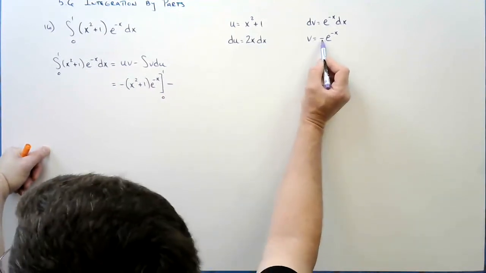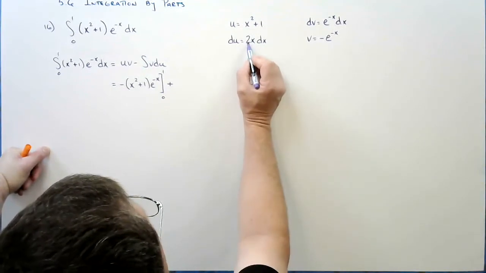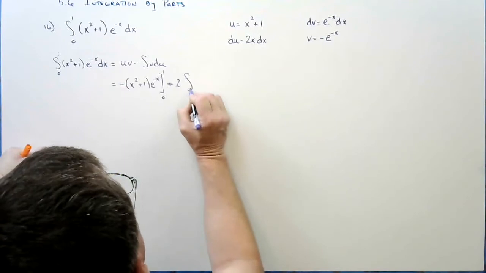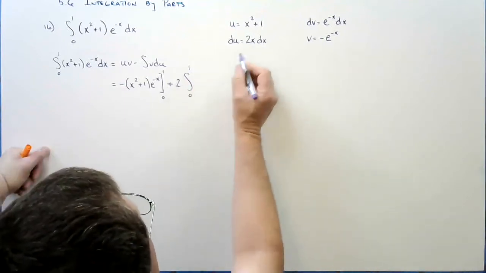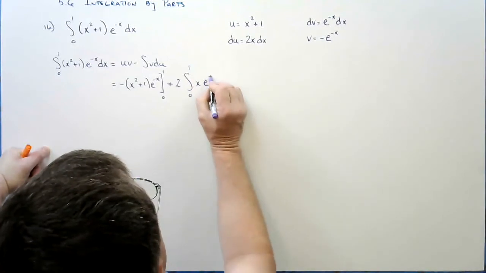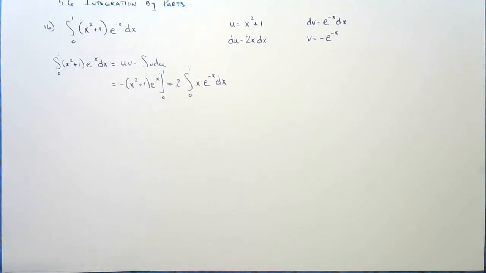Now v is a negative, so that negative makes this a positive. Du has a 2 in it, right? So we'll put that 2 out front. We get the integral from 0 to 1. Now we have an x from here, we have an e to the minus x from here, and here's our dx. Well, that's an integration by parts integral, right? That's an integral we've seen prior to this, and we solved that using integration by parts.